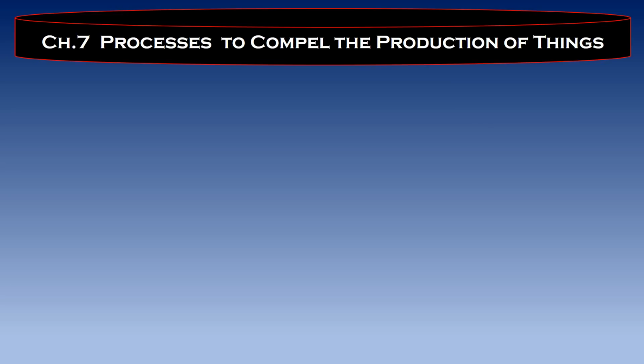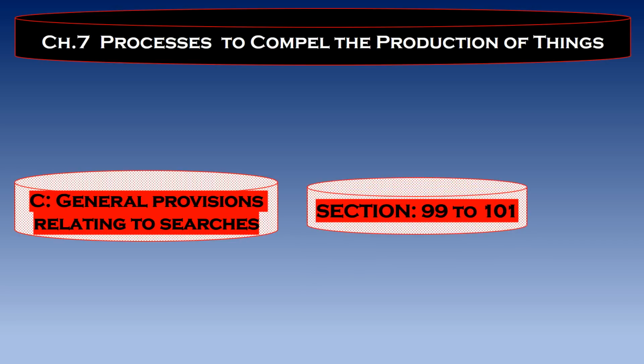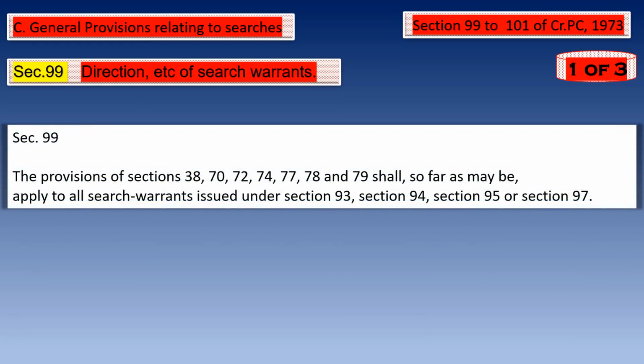Third point of Chapter 7, Process to compel the production of things. Part C, General provisions relating to searches as per the provision of Section 99 to Section 101. Total 3 sections are there in it. First point of general provisions relating to searches is direction etc. of search warrants as per the provisions of Section 99.